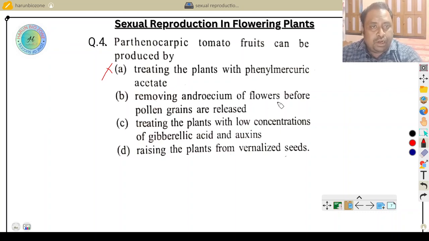Removing androecium of flowers before pollen grains are released. This is partly right, but only if you add hormones, auxin and gibberellic acid, with this point. Only removing androecium of flowers before pollen grains are released is not the correct answer. This point is okay, but by this alone parthenocarpic fruit does not develop. And treating the plants with low concentration of gibberellic acid and auxin, this is the right answer, because of what happens when these hormones are applied.